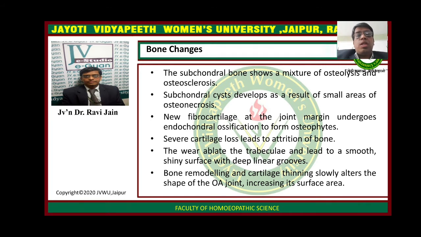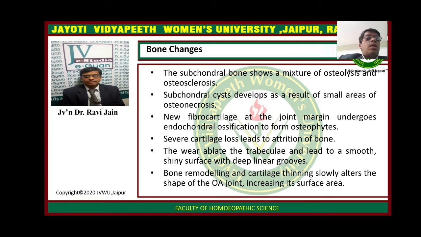Now there are a lot of bony changes occurring in the body. The subchondral bone shows a mixture of osteolysis and osteosclerosis. Subchondral cysts develop as a result of small areas of osteonecrosis, so there is necrosis of the bone. The new fibrocartilage at the joint margin undergoes endochondral ossification to form osteophytes.